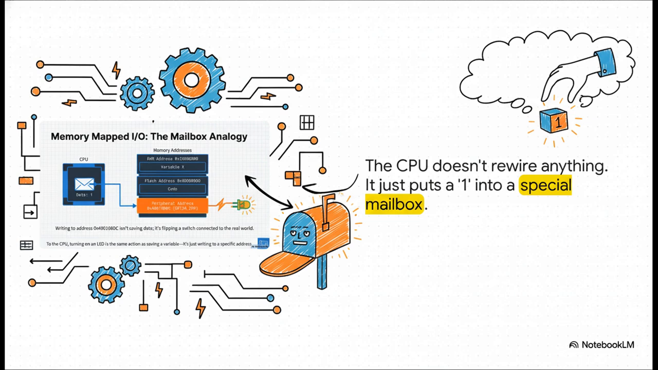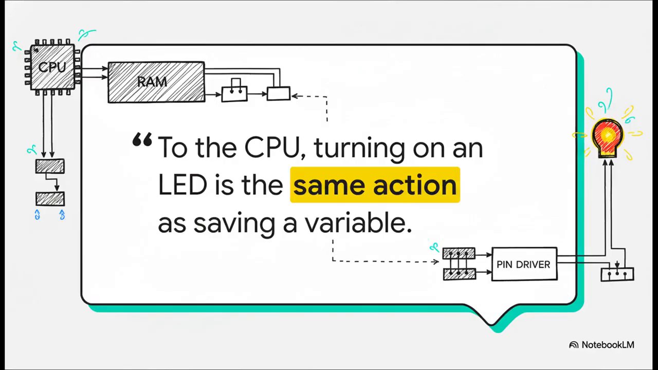The CPU talks to everything, RAM, its own code, and all those peripherals, through memory addresses. To turn on an LED, the CPU doesn't do anything fancy. It simply writes a 1 to a very specific address, a special mailbox that happens to be physically wired to that LED pin. And this is a profound takeaway.